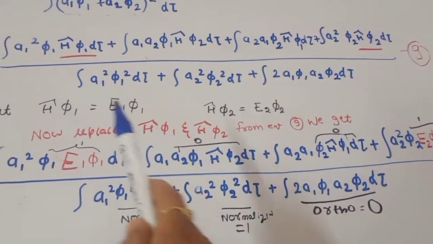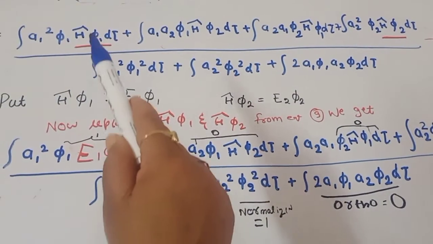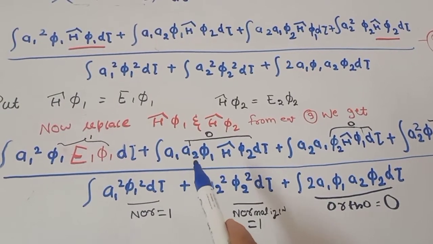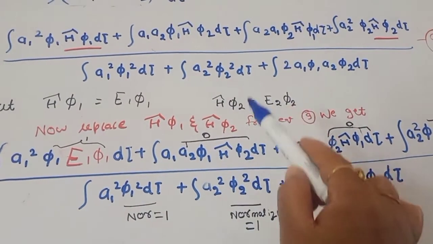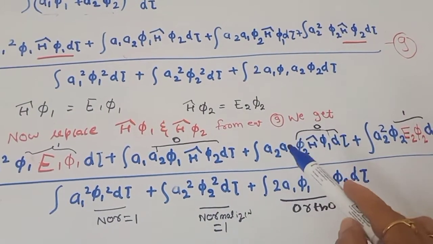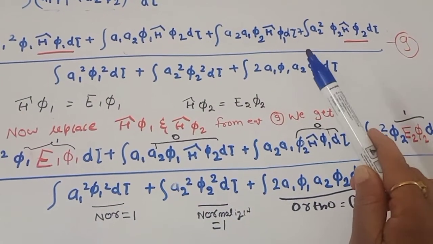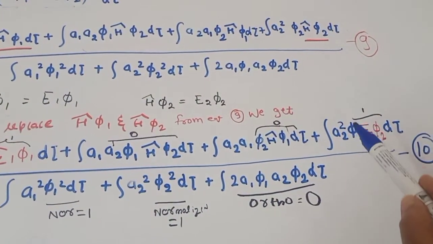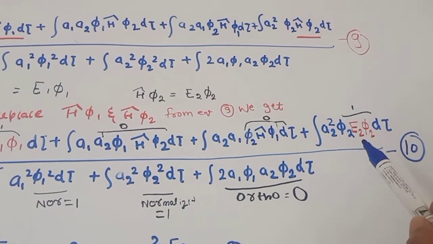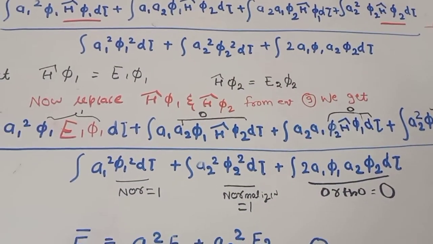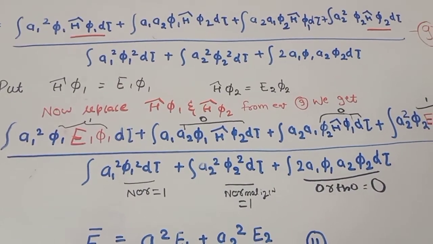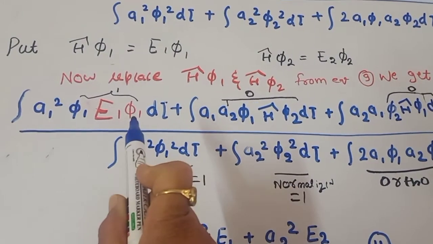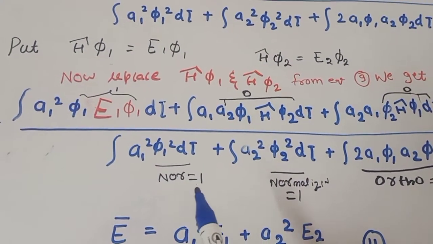So what will you get? A1 square phi 1 h caps phi 1 changes to E1 phi 1 d tau, plus A1 A2 phi 1 h caps phi 2 d tau as it is. Integration of A2 A1 phi 2 h caps phi 1 d tau as it is. Similarly, here A2 square, phi 2 h caps phi 2 is replaced by E2 phi 2 d tau. Now the important thing we have to change here is that you have to write the values. If these phi 1 are the same, then we will consider it as a normalized term.